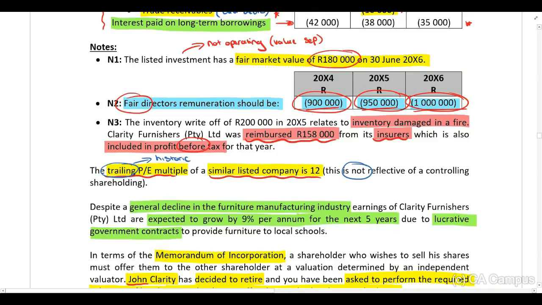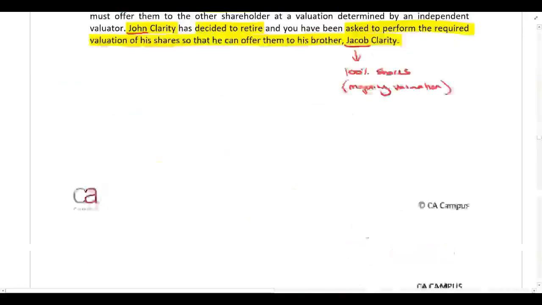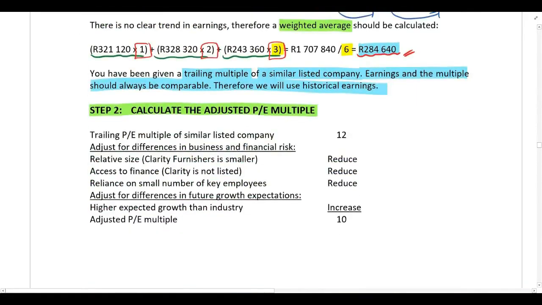In this example, we were told that the trailing or the historic PE multiple for a similar listed company is 12. So you don't have to perform the calculation. We have the multiple of a similar listed company. So that is now my starting point. The multiple of the similar listed company is 12, and we are now going to adjust for the entity level differences.